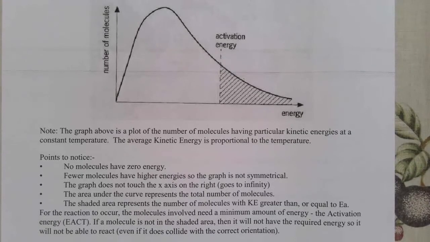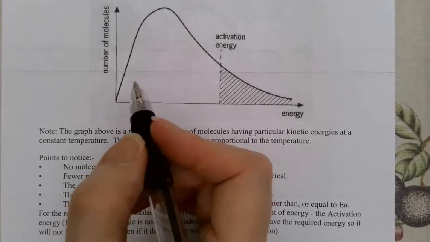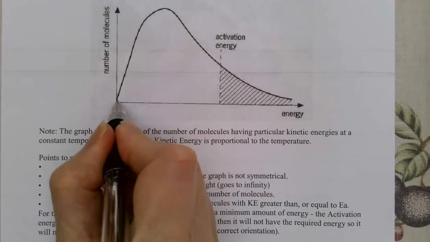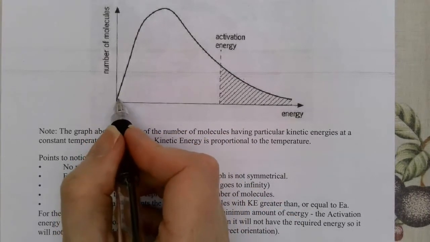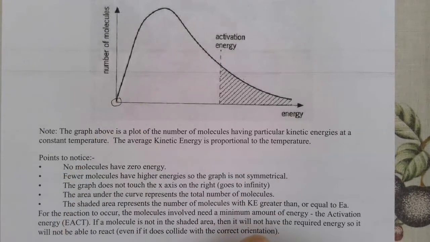So there are a couple of things to notice about these, and it's important that you can draw them accurately, even though they're a sketch graph. No molecules have zero energy, so you always start at the origin here. It's a classic mistake that students start their chart in the wrong place. You must always start at the origin.